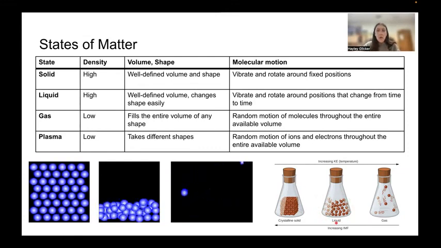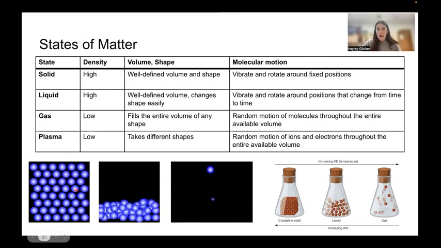And thinking about how our liquid particles move, they vibrate and rotate like the solids, but they have more space to move around. These positions of our different particles change from time to time. We see here that our particles are mixing around. They're able to move around each other. Overall, our liquids have a lot more movement than our solids do because our solids are really compact, and our liquids, while they're still dense, aren't as dense as our solids are.